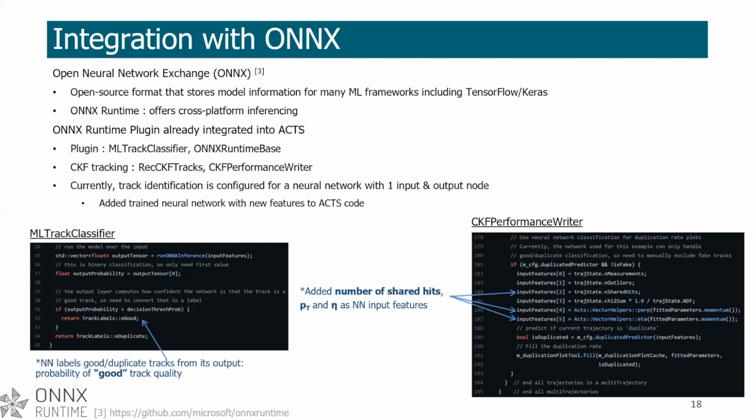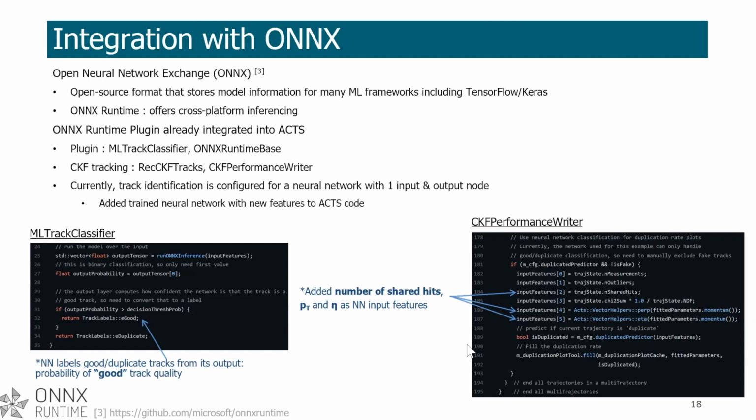So ONNX is an open source format that stores models for different ML frameworks, including TensorFlow and Keras, which is what I used. And once a model is stored in ONNX format, ONNX runtime allows inferencing using that model across different platforms. So the ONNX runtime plugin in ACTS is currently configured for a neural network with one input and output node. In other words, it can only support a net that analyzes one track at a time right now.